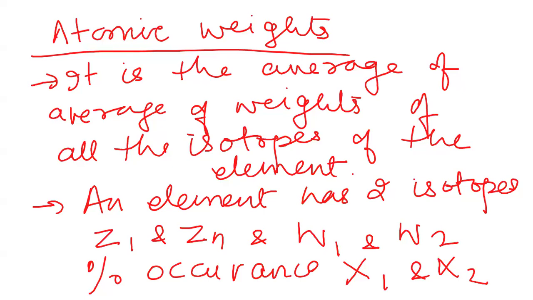Supposing we have taken isotopes of chlorine, right? There are two isotopes of chlorine, 35 and 37. And this 35 is 90% occurring, and this 37 is only 10% occurring in nature. Then how are you going to find out the average atomic weight of the element? Okay, write this.